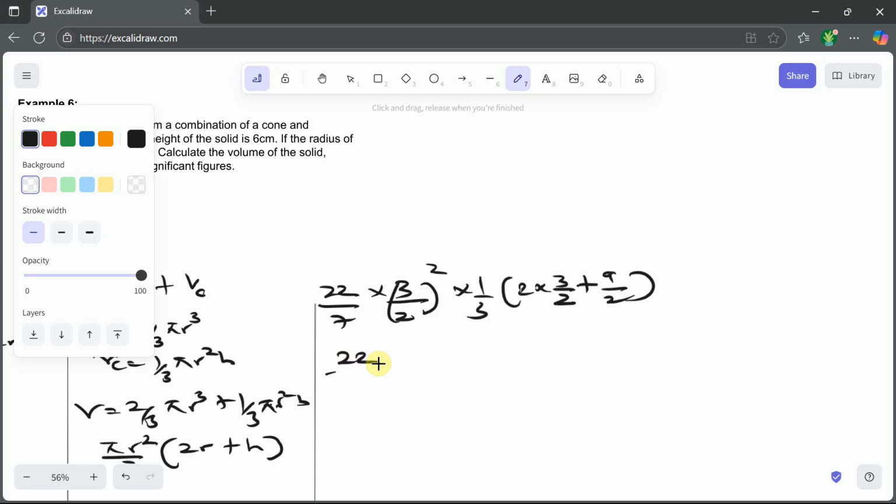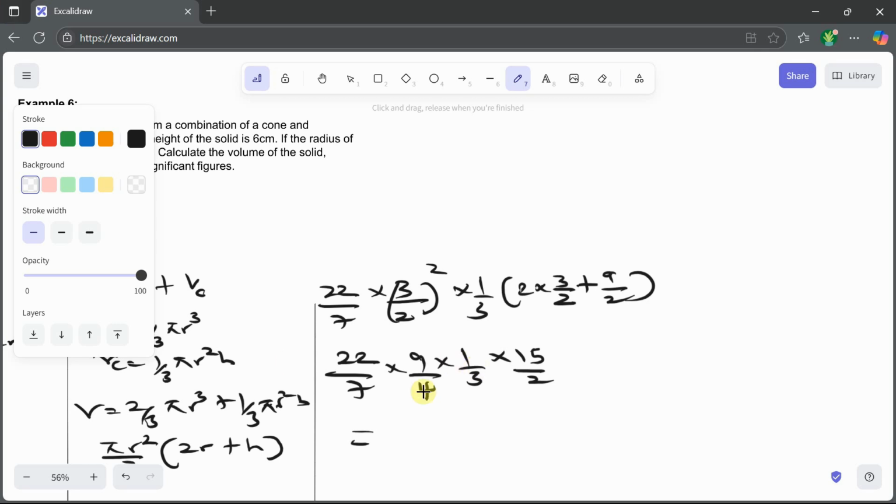So this is 22/7 times 9/4 times 1/3 multiplying, so 2 times 3/2 plus 9/2 will give you 15/2, right? So now let's plug all of this together. So this is 22/7 times 9/4 times 1/3 times 15/2.